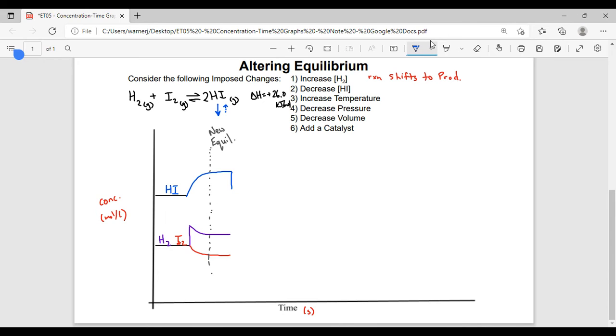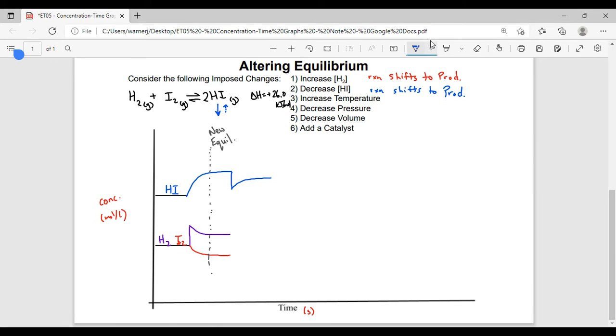Okay, let's say we take out that much. And then the response by the system is to make more. And it's a slower change, right? So we see a curve to it. And then it flattens out again, right? So this second response, we're going to see this reaction. We lose HI, the system wants to make more of it. So we know here that the reaction has to shift to the products again, right? It's trying to make more HI. So we see that change.